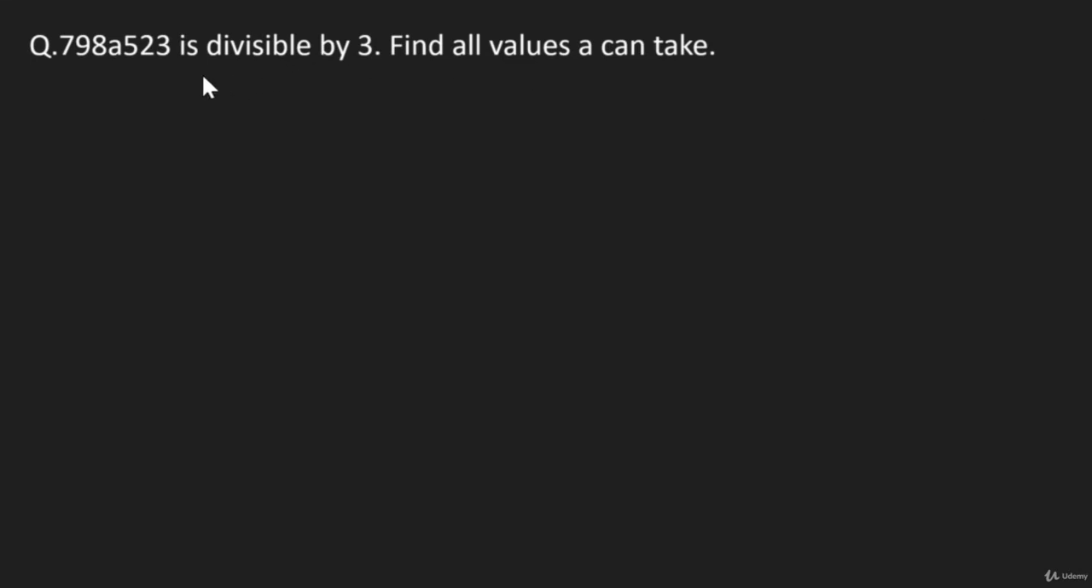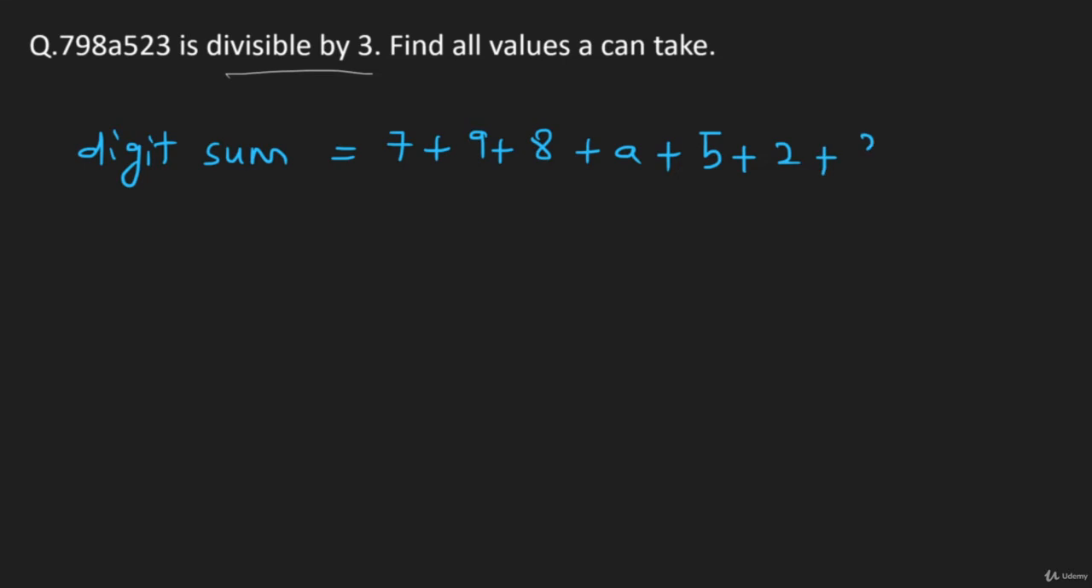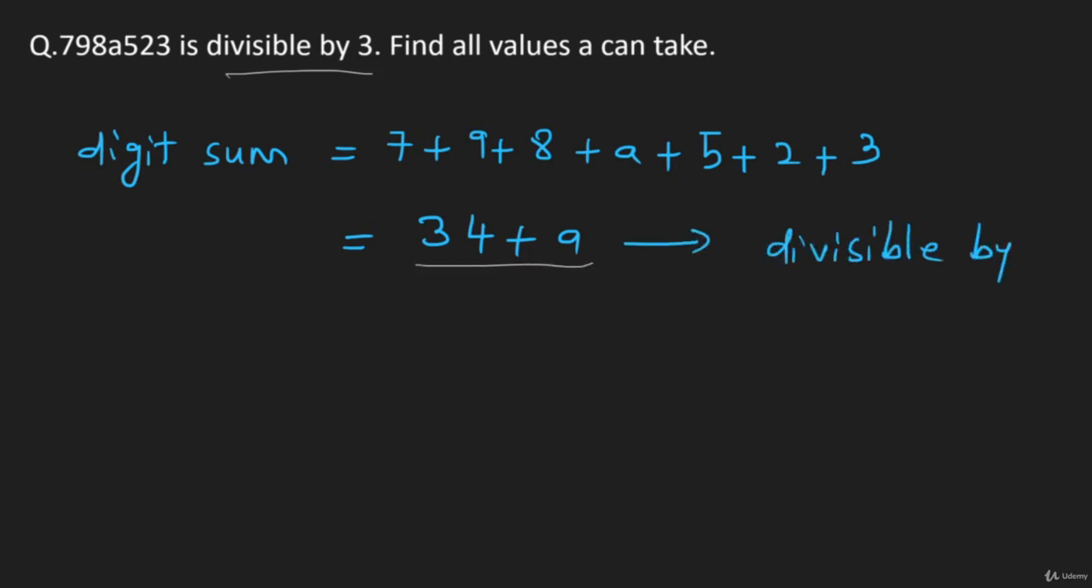Now, over here, it's given that this number is divisible by 3. And we know that to check whether a number is divisible by 3 or not, we need to take the digit sum. Alright, let's find the digit sum. The digit sum of the given number is 7 plus 9 plus 8 plus A plus 5 plus 2 plus 3. If you add the numbers, you'll get 34 plus A. Now, it's mentioned that this number is divisible by 3. Therefore, 34 plus A, which we get over here, should be divisible by 3.